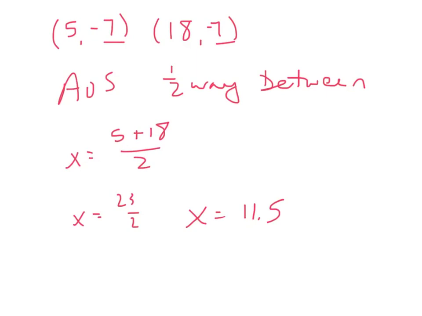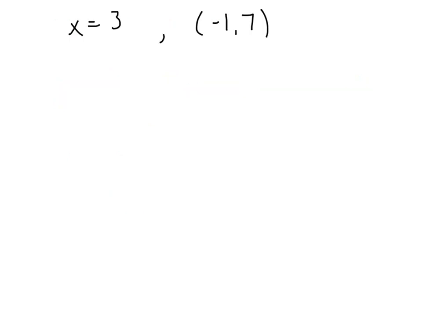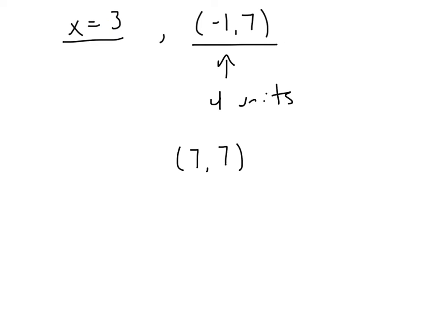Now I also know if I have the axis of symmetry and a point on the parabola, I can find one more point. So if, for example, my axis of symmetry is at 3 and I've got a point negative 1, 7, well, this is 4 units to the left of the axis of symmetry, so I'll have another point at the same height 4 units to the right, which would give me a point 7, 7 as another point on my parabola.